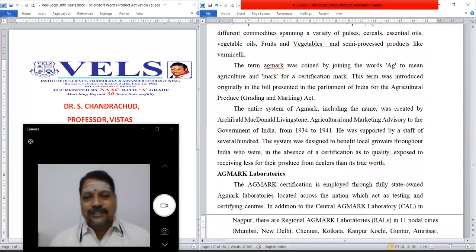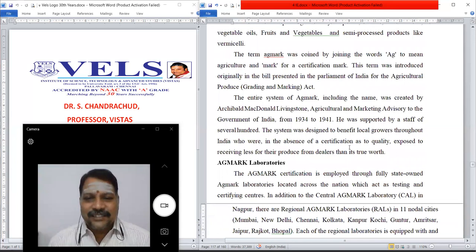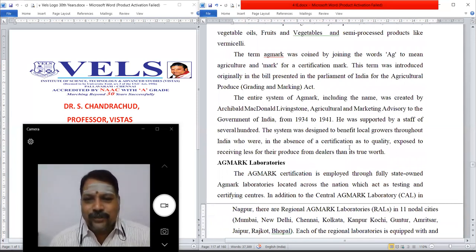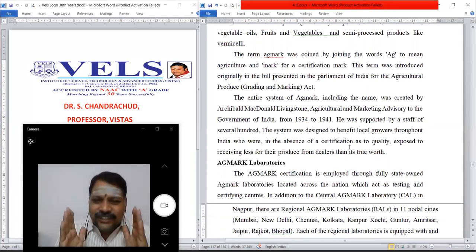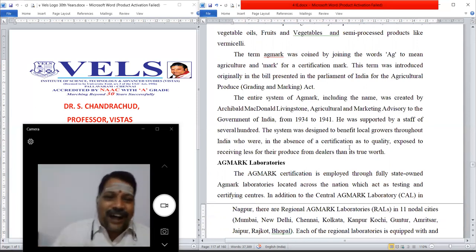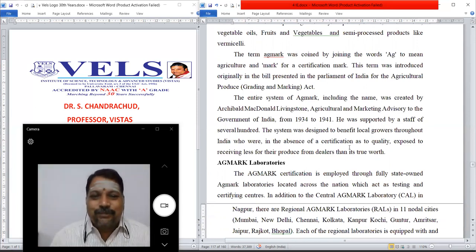He supported the staff by several ways. The system is designed to benefit the local growers throughout India who are in the absence of certification in the quality exposed by receiving that particular of the dealers, and how the relation should be maintained between the producer and the intermediary.